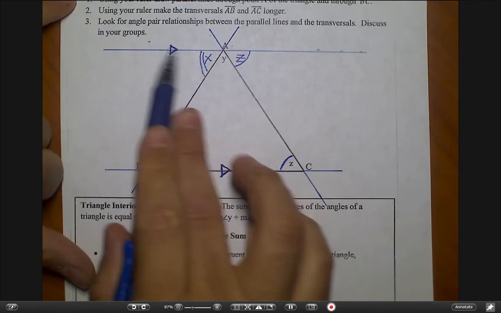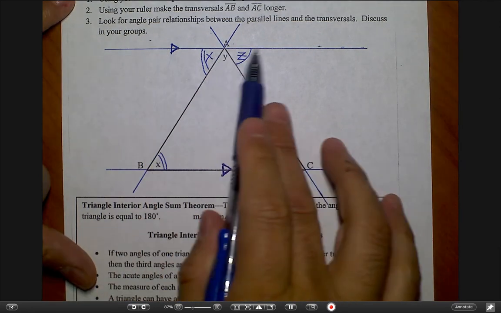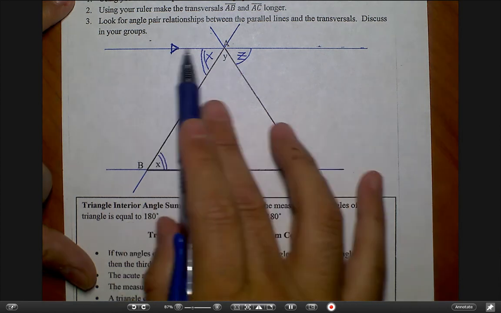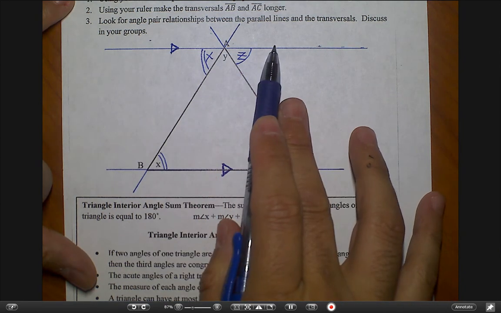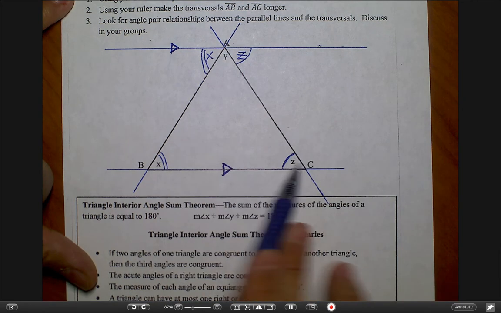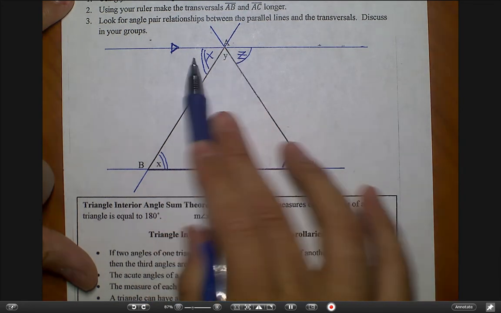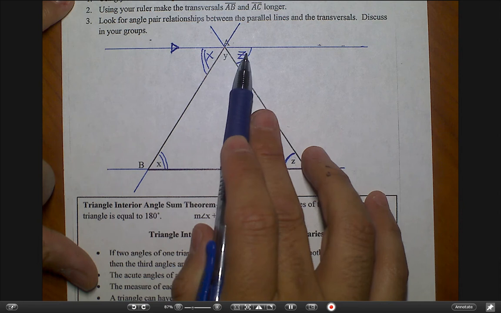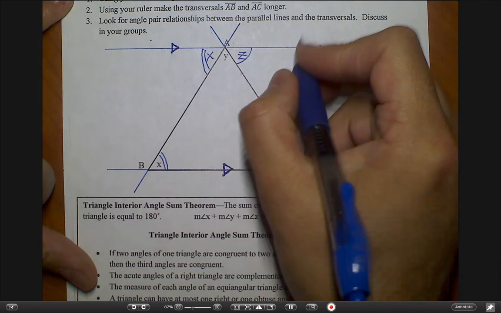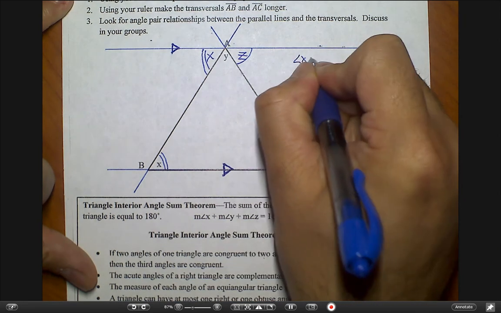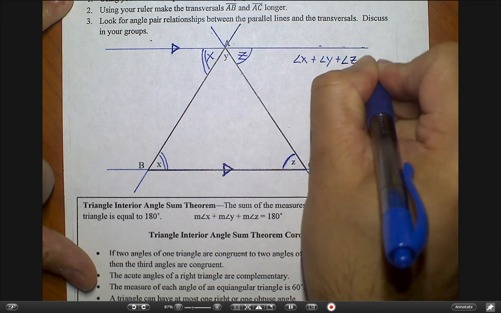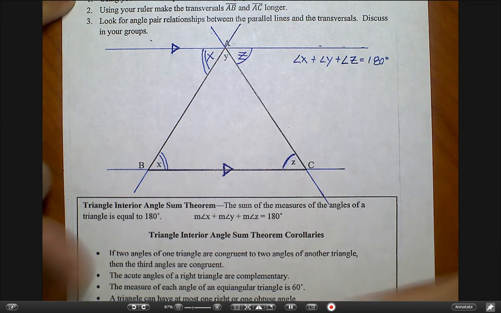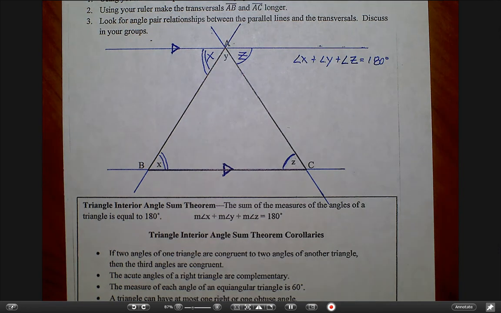Now, we know this line is a straight line, right? A straight line adds up to how much? 180, very good. So now because of what I did over here, I know that all three of these together have to add up to 180. So it would be angle X plus angle Y plus angle Z equals 180 degrees, right? Okay, good.